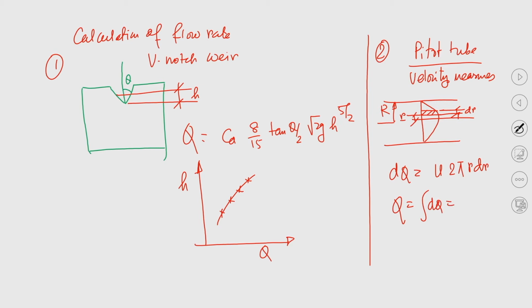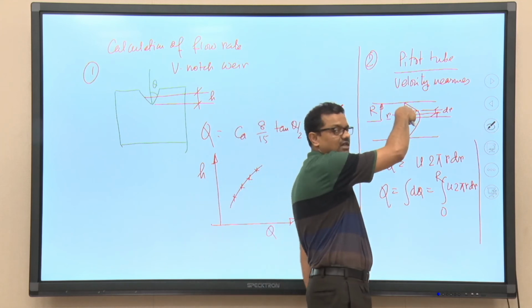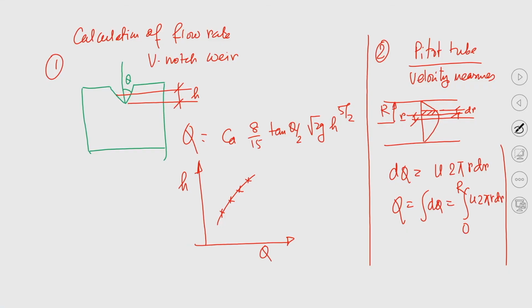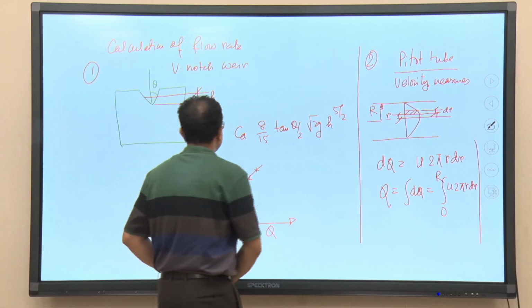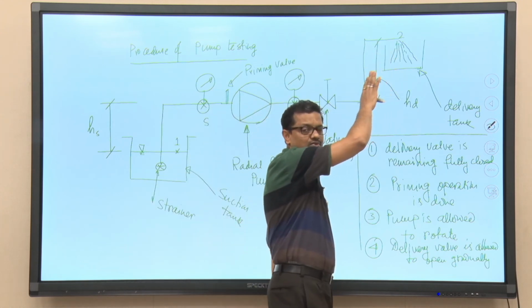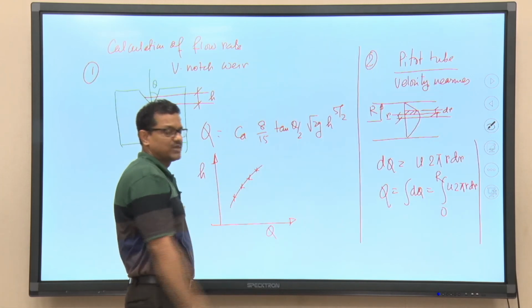So, what we can write is Q equals the integral from 0 to R of u 2 pi r dr. In that way we can calculate Q. We take the pitot tube at different radial locations and calculate Q. This is the way of calculating flow rate. So you can understand that we can measure the flow rate supplied by the pump. Whenever the pump is discharging any amount of liquid, that amount will be measured either by using a V notch or a pitot tube, fine.